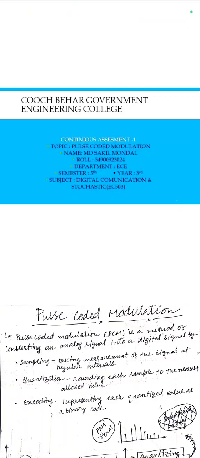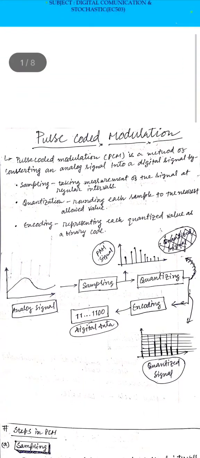Now what is pulse coded modulation? Pulse coded modulation is a method of converting an analog signal into a digital signal by various processes. The number one step is sampling. Sampling means taking measurements of the signal at regular intervals. Then quantization. Quantization means rounding each sample to the nearest allowed value. After that, the final step is encoding. Encoding means representing each quantized value as a binary code.